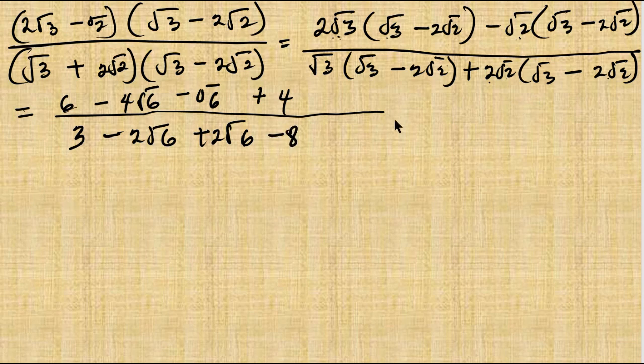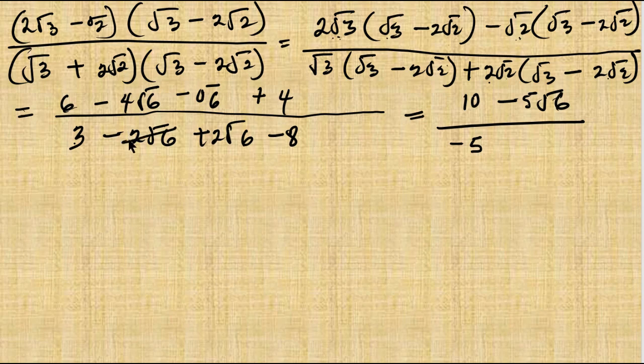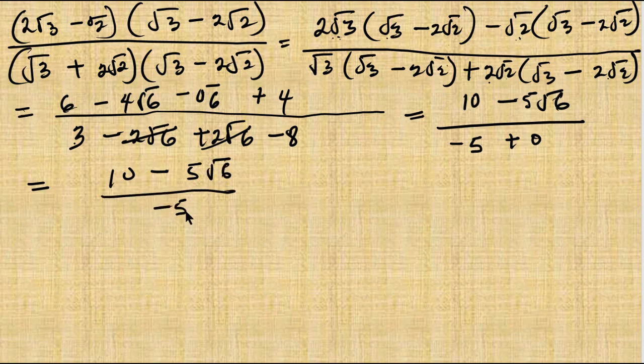So that now we have 6 plus 4, that's 10. Then minus 4 root 6 minus root 6, that's minus 5 root 6, all over. Now we have 3 minus 8, that's minus 5. And minus 2 root 6 plus 2 root 6, that's 0. So I can write this as plus 0. Obviously, what we have now is (10 minus 5 root 6) all over minus 5.